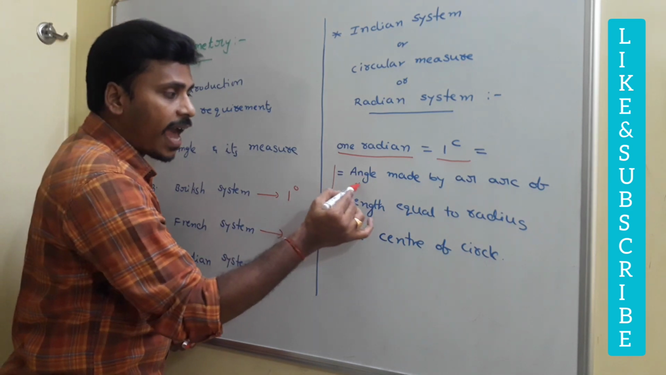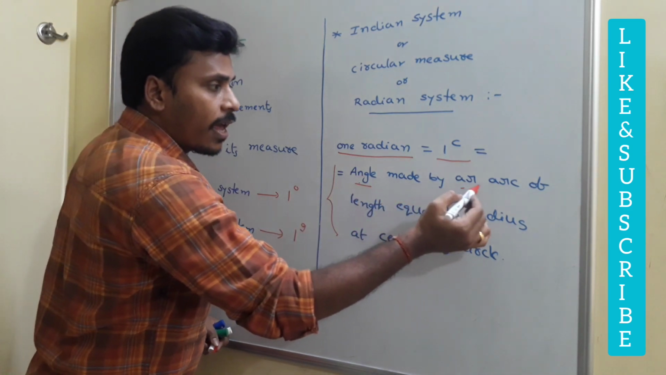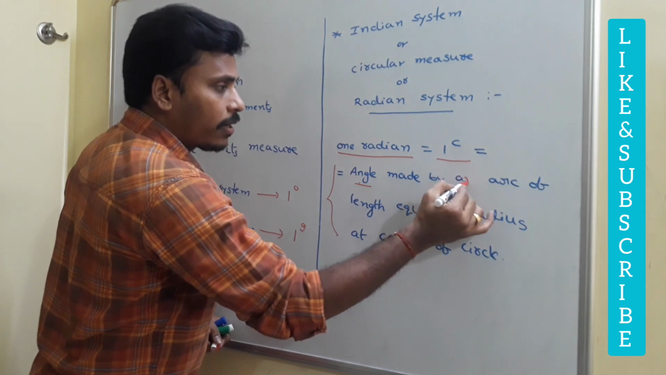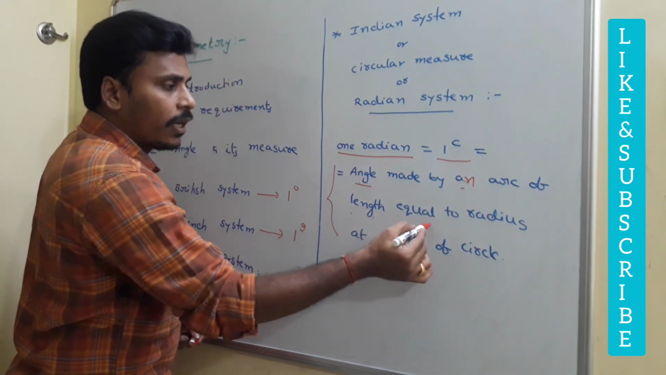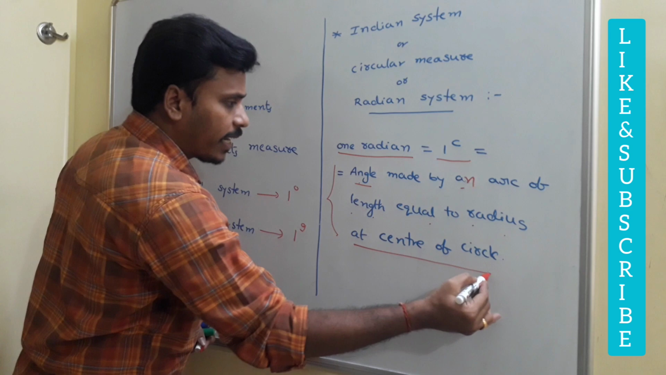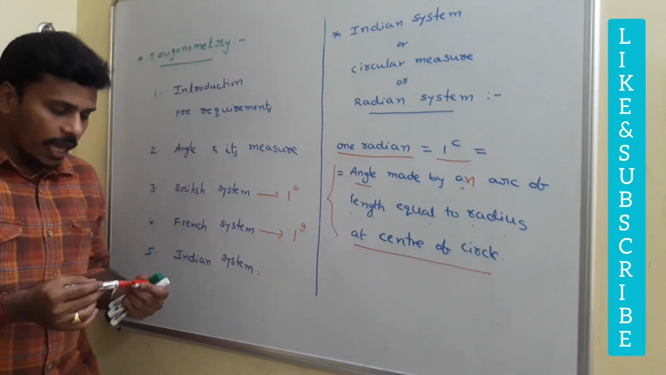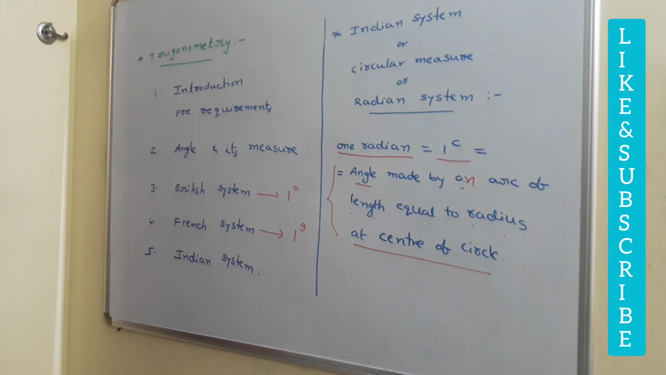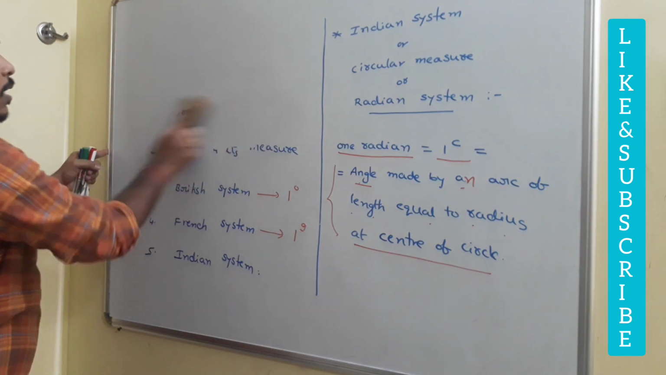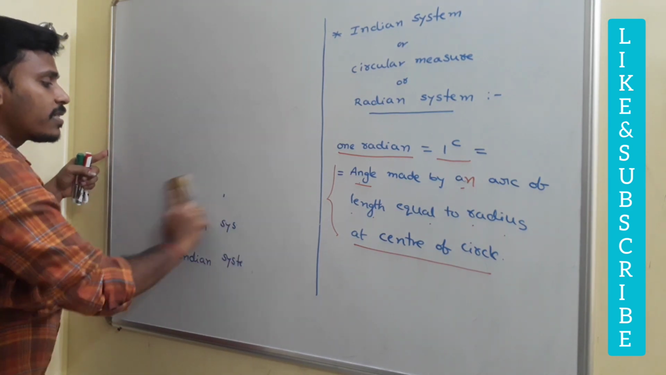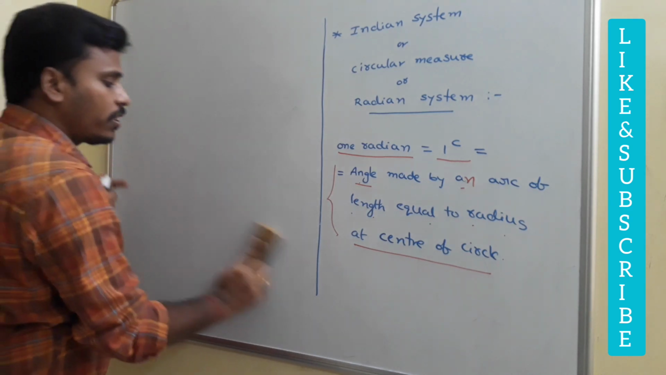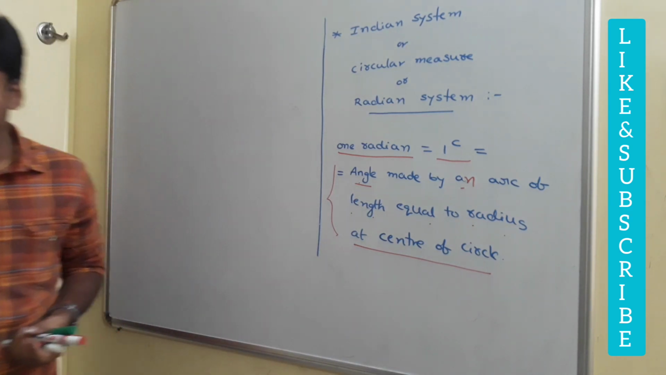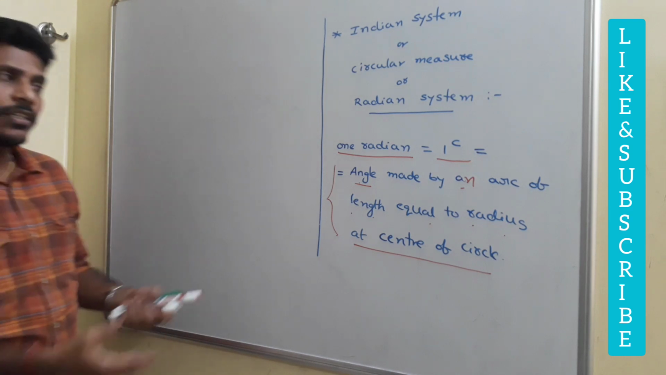1 radian is the angle made by an arc of length equal to the radius at the center of the circle. Just think about it. I will give you an explanation with a diagram. First of all, according to the Indian system, we need to know the concept of 1 radian, and then we can extend it to different angles.